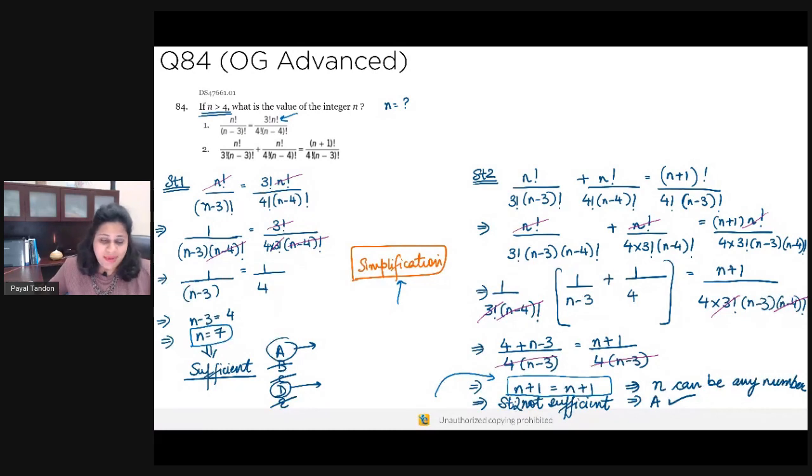But this is a difficult question. This is an official guide advanced question, which means it is a 700 level question. And people who don't know the concept of factorial may get scared looking at this question. Plus, you have to be persistent over here. There's a lot of simplification that is required. So again, just trust yourself and go ahead with it.